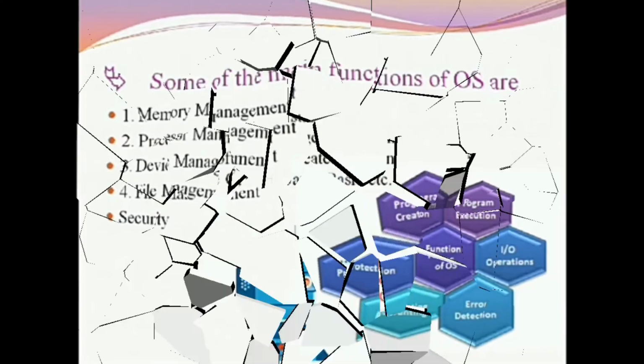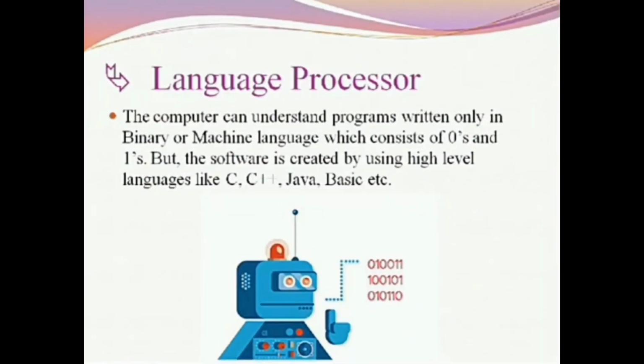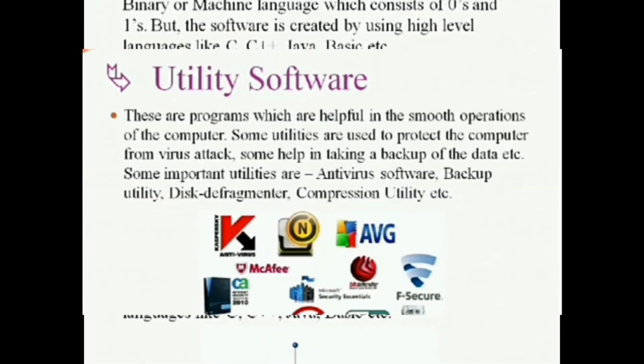Next point: language processor. The computer can understand programs written only in binary or machine language, which consists of 0s and 1s, but software is created using high level languages like C, C++, Java and Basic, etc. So by this feature, you can easily understand that the computer understands only machine language and binary language.